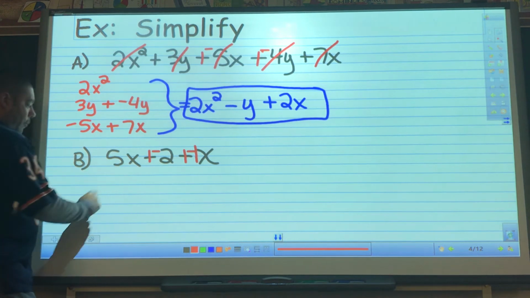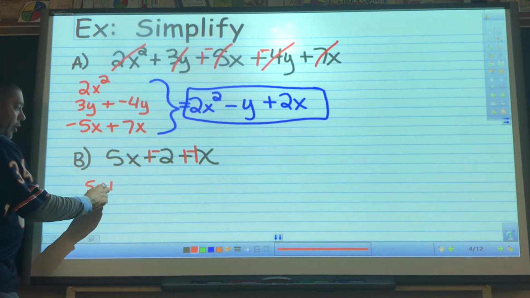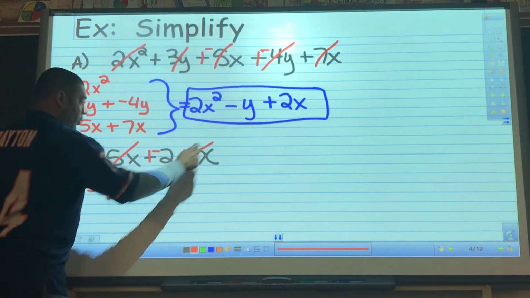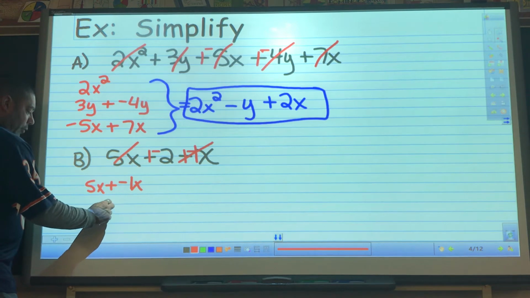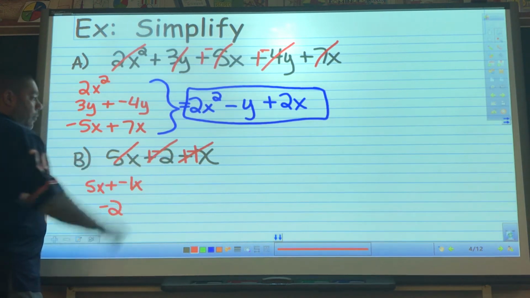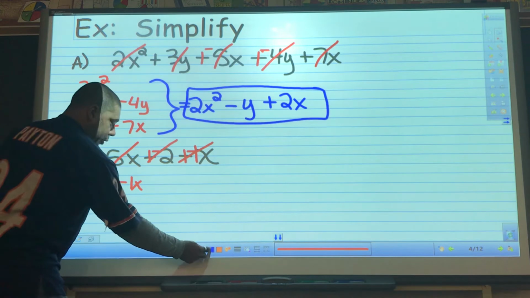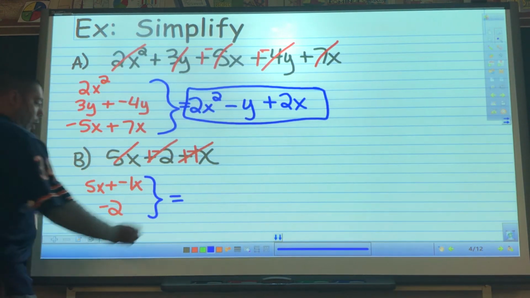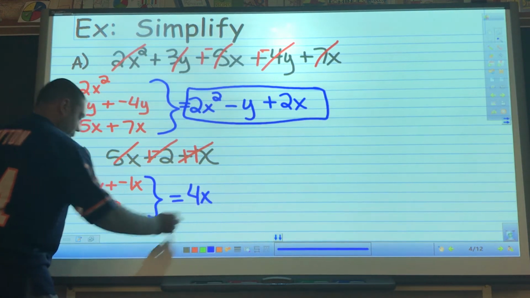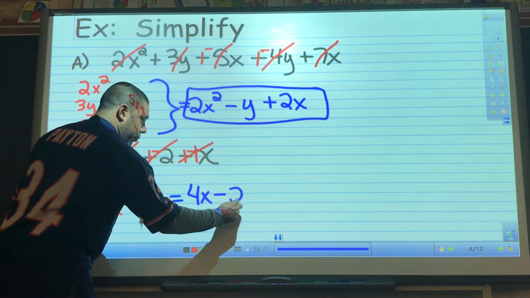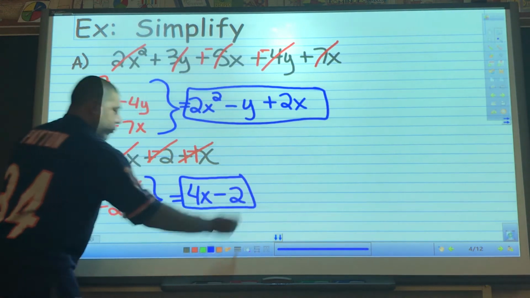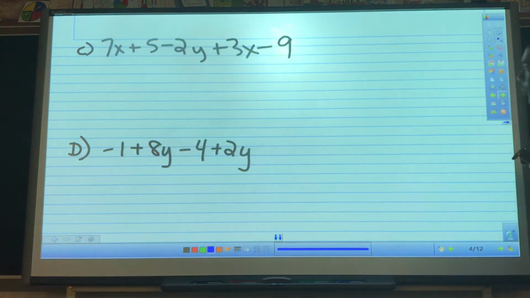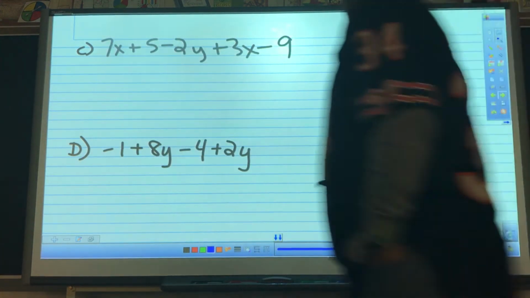So I start organizing. I got my 5x. I also have a negative 1x that I'm adding to it. Those are gone. My other number is a negative 2. There's nothing else there. Now we're just going to combine our like terms. So 5x plus negative 1x is positive 4x minus 2. And that would be it. Let's look at a couple more together. If you're feeling comfortable, you can work ahead.